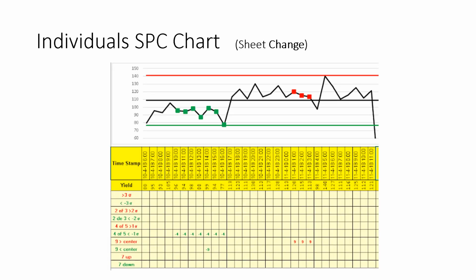In sheet change, we have collected process yield data every hour during several shifts. Since we collect a single value each hour, we are using a variables SPC chart for individuals. This chart can be complemented with a moving range chart, where the absolute value of differences between each value and the one preceding is plotted.